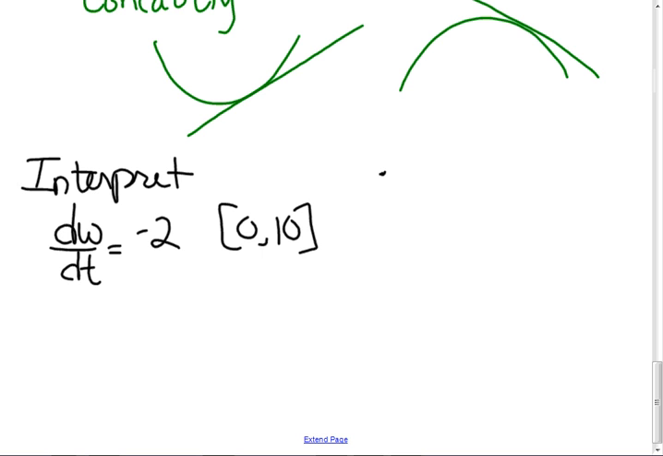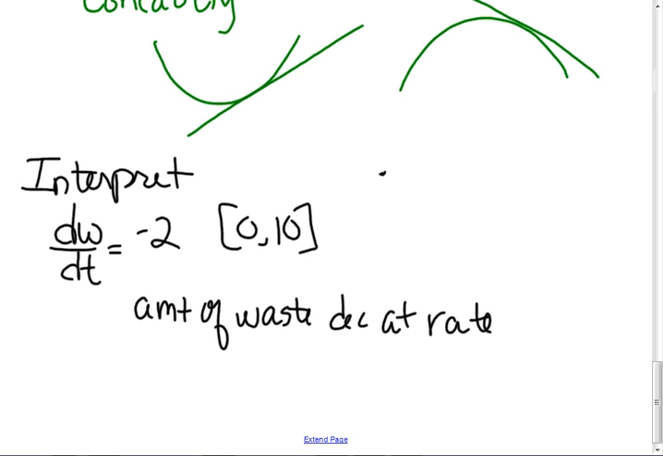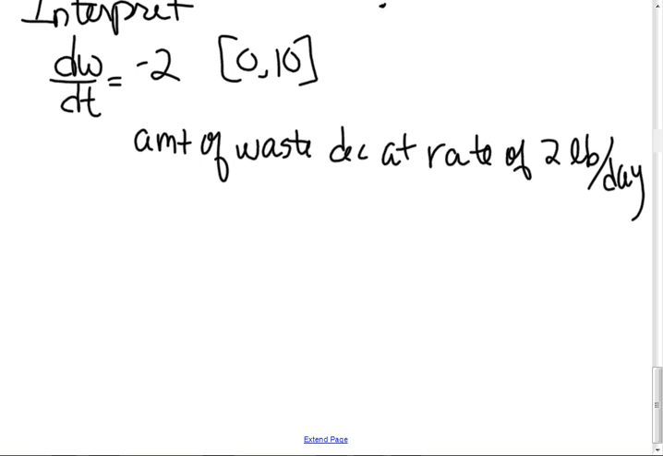So maybe it's pounds. In this case, this would be the amount of waste. You said the amount of waste is decreasing, yes, at a rate of 2 pounds per day, whatever the units are, I'll make it pounds. And that's not enough. You need all 3 pieces. And when? During the interval, or if this is at a particular point, at day 2 or something like that, maybe that's what it is. I'm not very good at making these up. It's only 1 point for all of that.